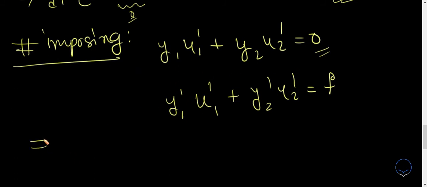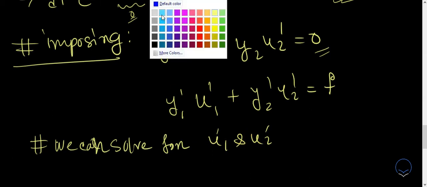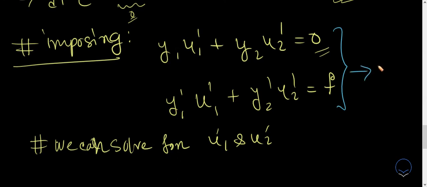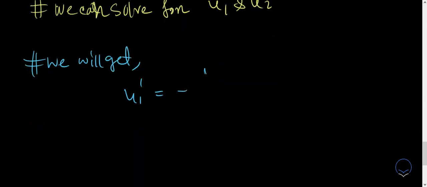And from here we can solve for u1 prime and u2 prime, and after integrating we can get our u1 and u2. So let's do that. If you solve these equations over here, we will get u1 prime as minus y2 f divided by W, the Wronskian.